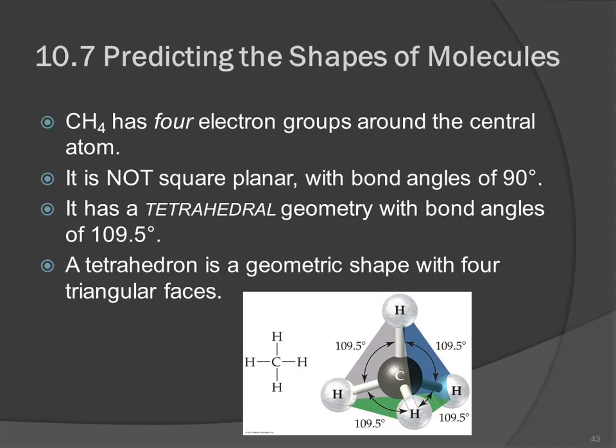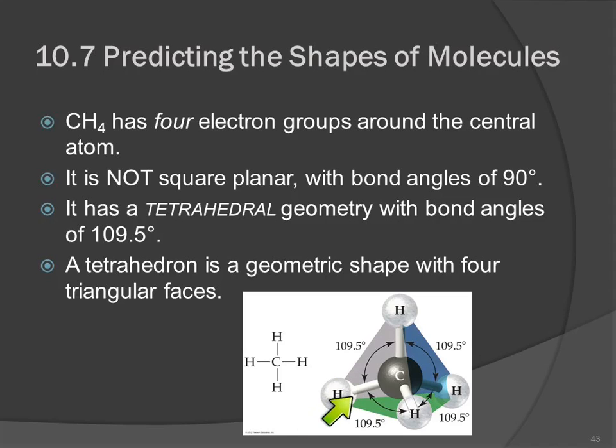When we get to something like methane, which has 4 electron groups, there's carbon, and it's got 4 single bonds to hydrogens. We've got 4 electron groups. When we draw this, it looks like it's going to be a flat square. Then the bond angles would be 90 degrees. But it's not limited to 2 dimensions. And it actually makes a 3-dimensional structure called a tetrahedron.